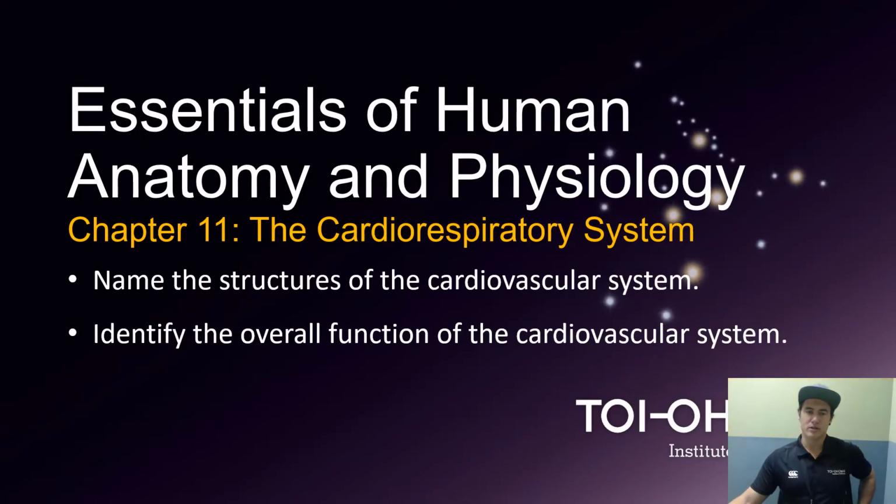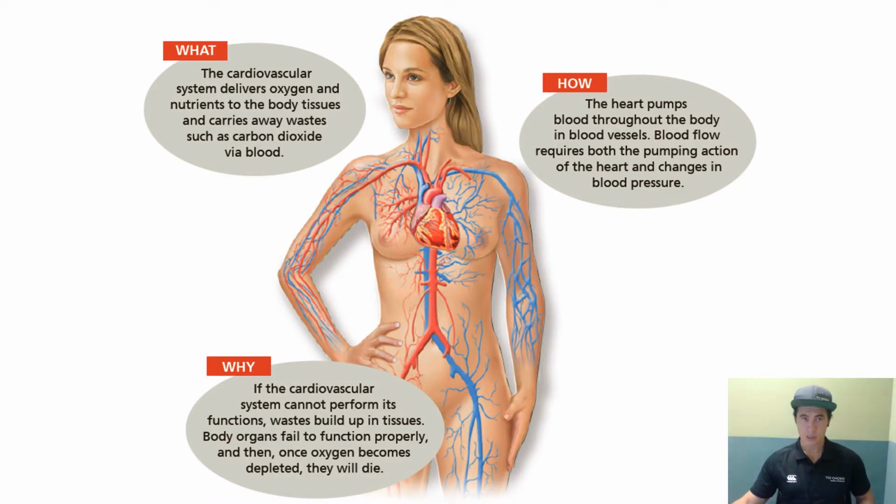Okay, part 2 is looking at the cardiovascular system, specifically the heart structure. Last week we looked at blood and blood vessels. Today it's all about the heart. Recap: the cardiovascular system delivers that oxygen that is brought in by the lungs. It also delivers nutrients and hormones, and carries wastes away, such as carbon dioxide. This is all done by our blood, but the heart pumps blood throughout the body in these blood vessels.